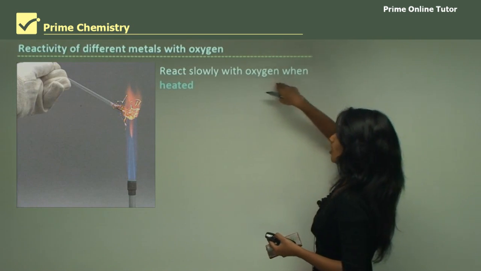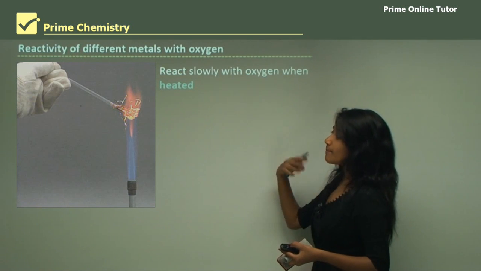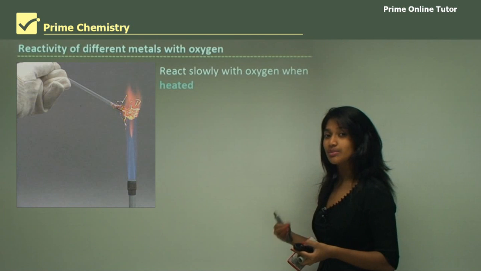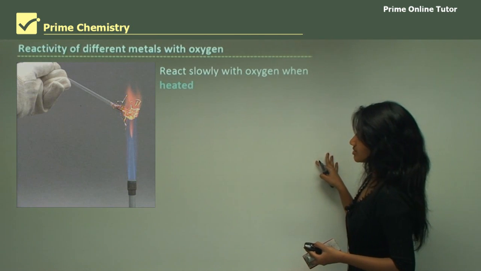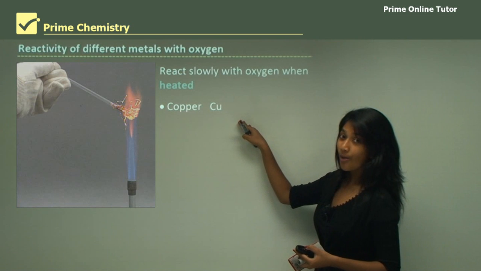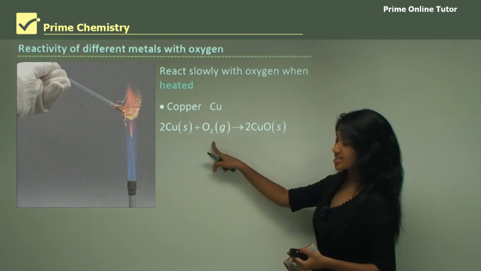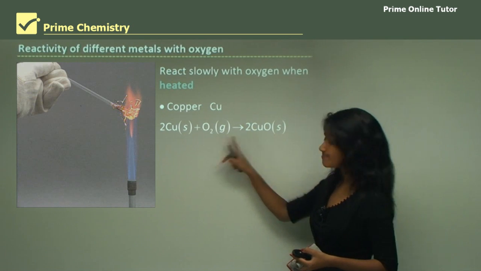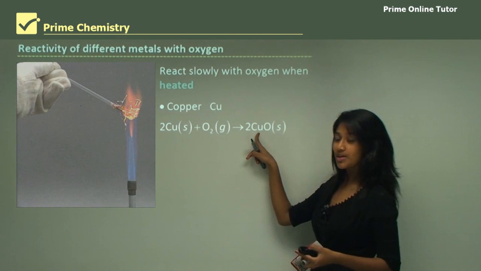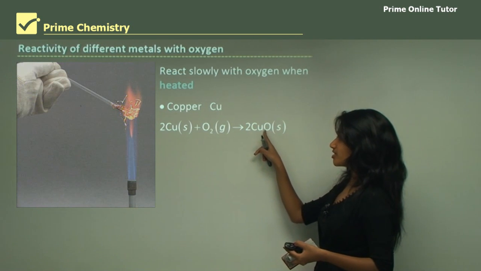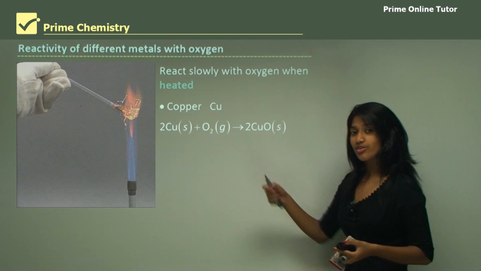React slowly with oxygen when heated. Some metals react slowly, but when it's heated, so it needs some triggering or a provocation to be reacted. So these ones are copper, and copper here is undergoing combustion, so you can see copper reacting with oxygen to form copper oxide. Now copper has a valency of 2, that's why there's no valencies here. So because oxygen has a valency of 2, they cross out.